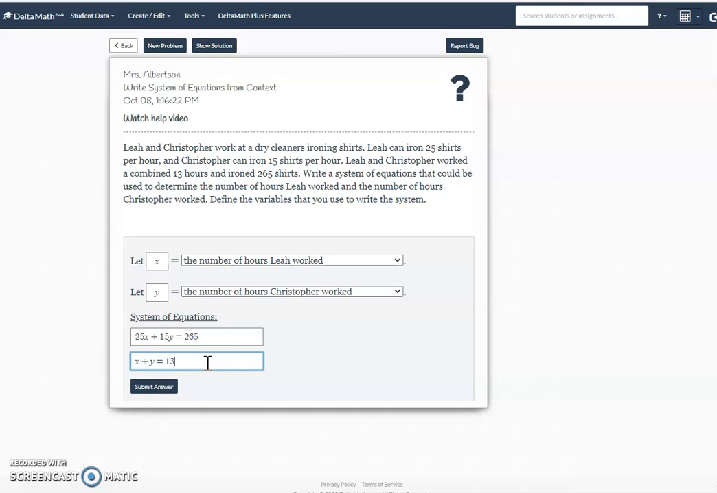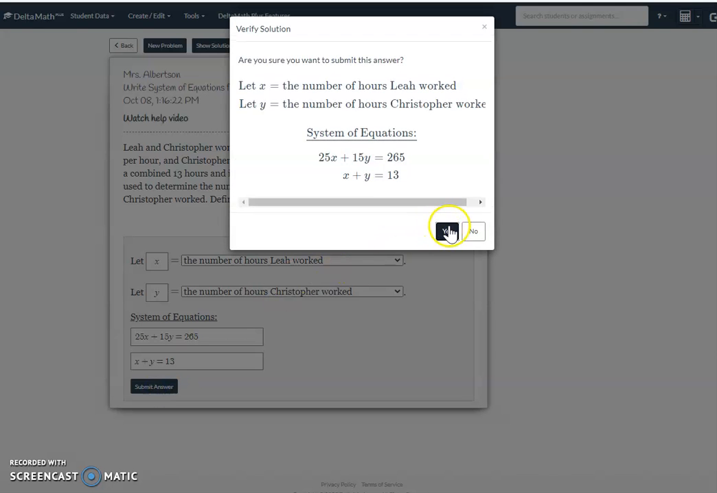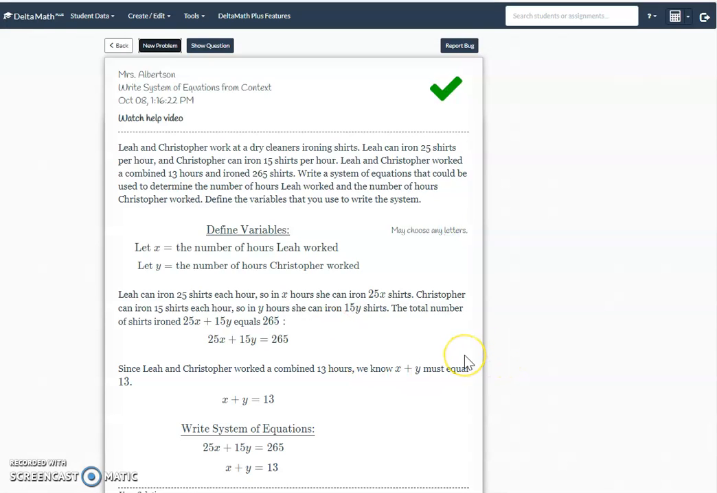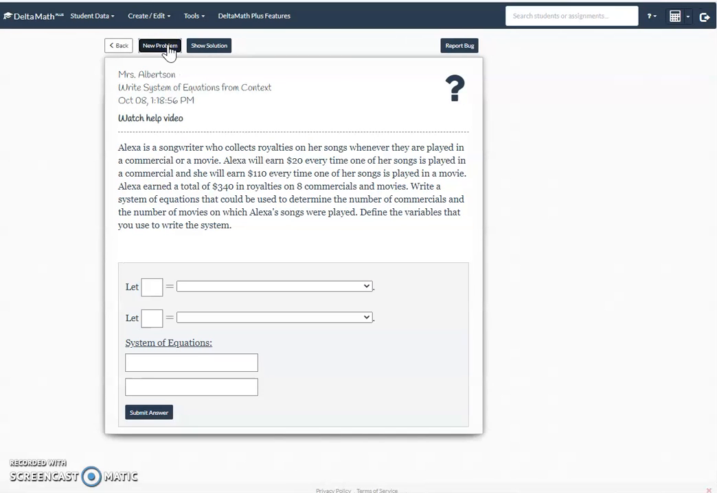So at this point, you could use elimination, you could use substitution, you could graph, which I couldn't imagine you doing. But for this, we're just working on setting it up right now. So submit, yes, and we got it. All right, let's try one more.